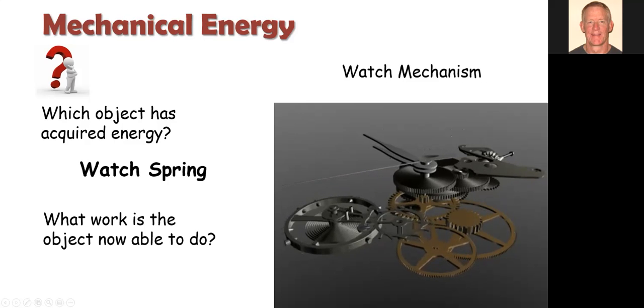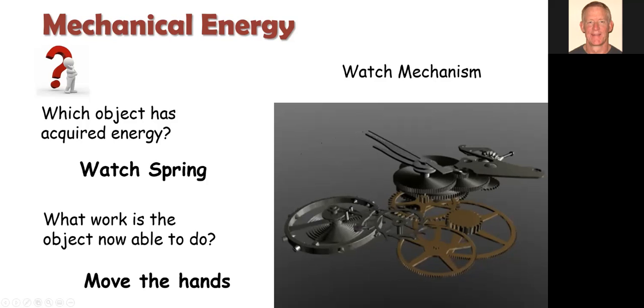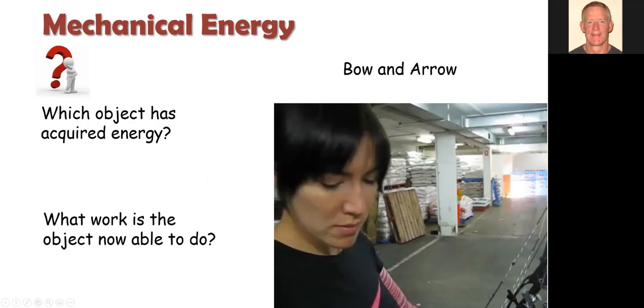So the object in the system that acquires the energy would be the watch spring. We have to do work to twist that spring and wind it up tightly. And now that the spring has energy, what work is it able to do? Well, we can see right in the video that the work that the spring does is to use its energy to move the hands of the clock. So there's an example of this concept of work and energy and what their relationship is.